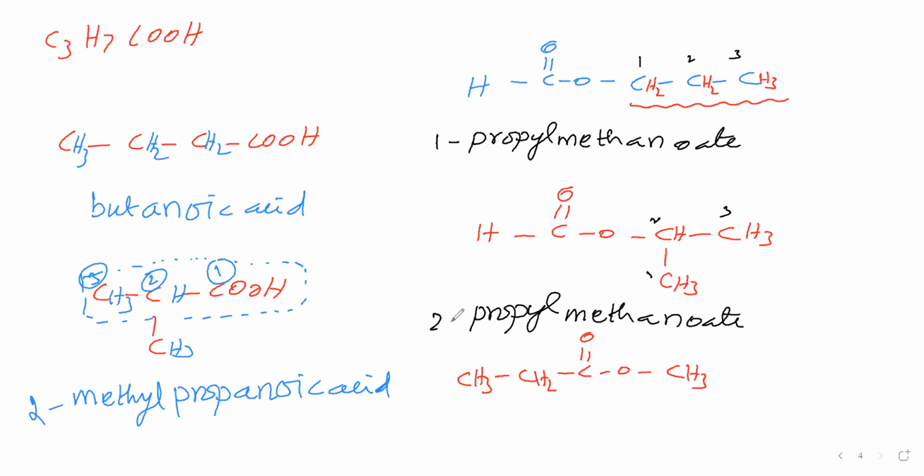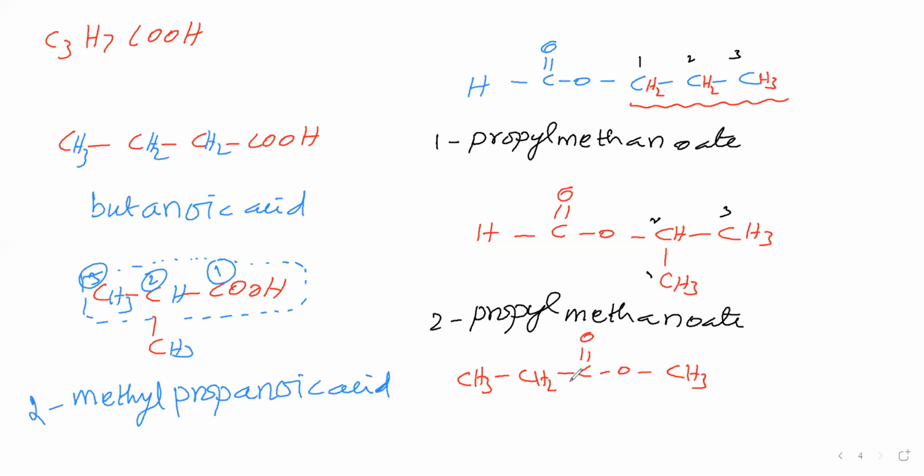Here we have to say 2 propyl, that means in propyl the second carbon is linked with the ester oxygen. That is the meaning here. Now the name is 1 propyl methanoate, and it is 2 propyl methanoate.